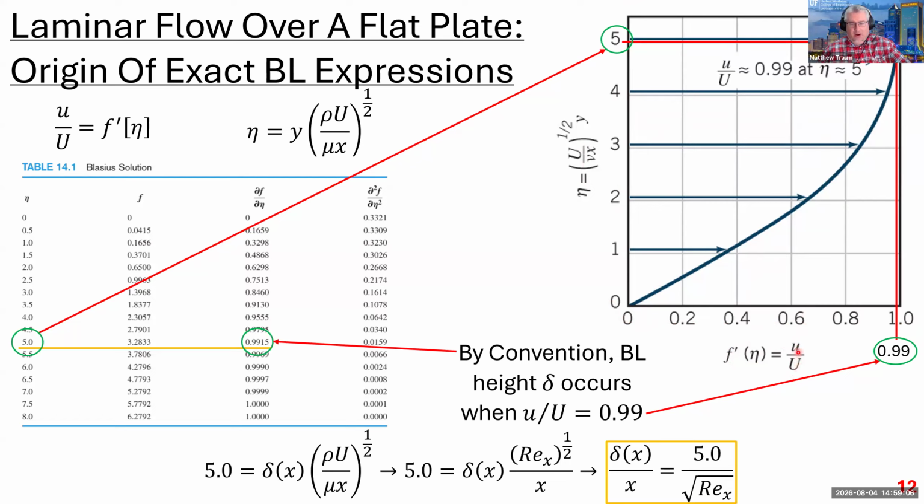And we know that at the boundary layer, that value is 0.99, right? So what we're interested in is trying to find the value for eta at that spot, which tells us how tall the boundary layer is, right? So here's 0.99. We're going to read up to where it crosses the plot, and then we're going to read over, and it's about 5, right?